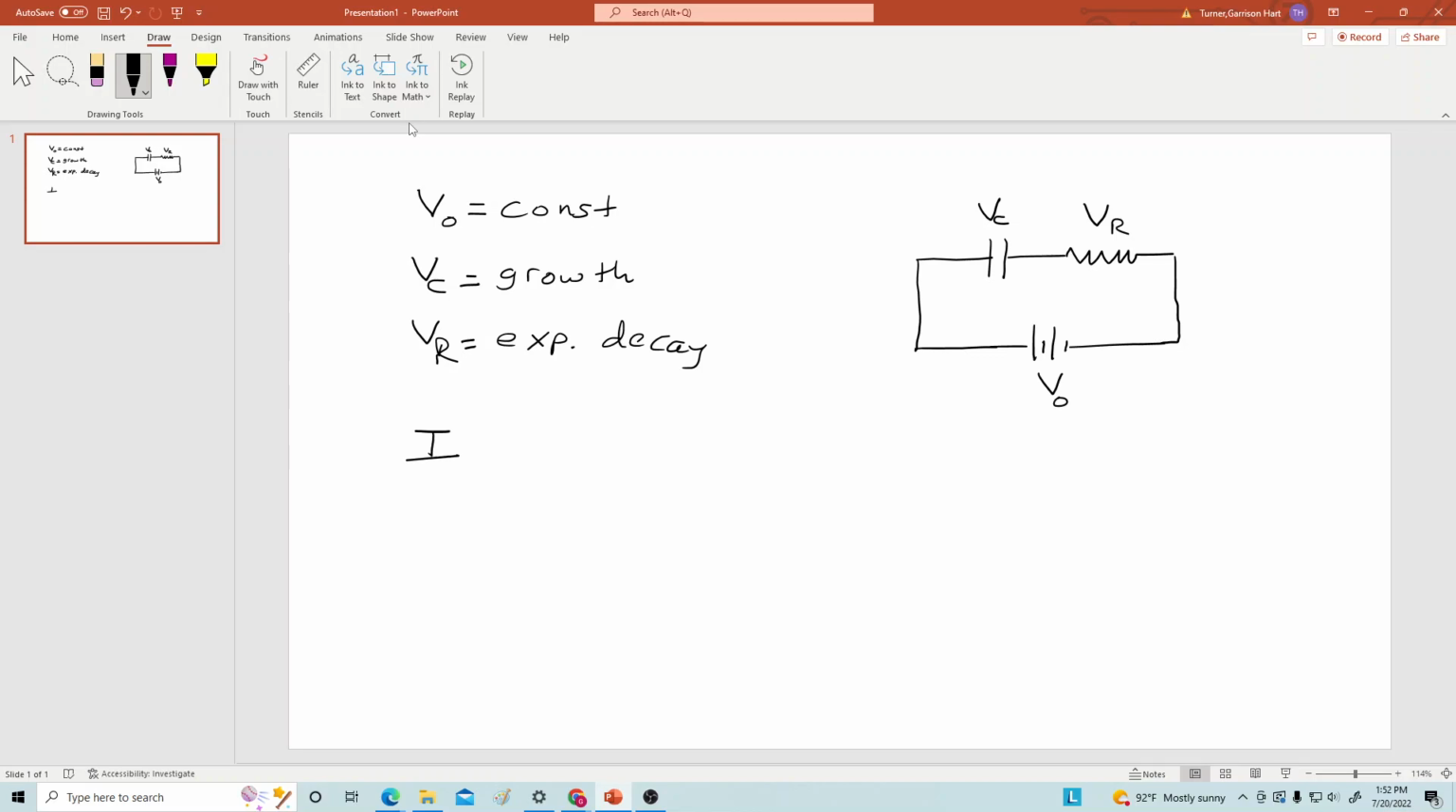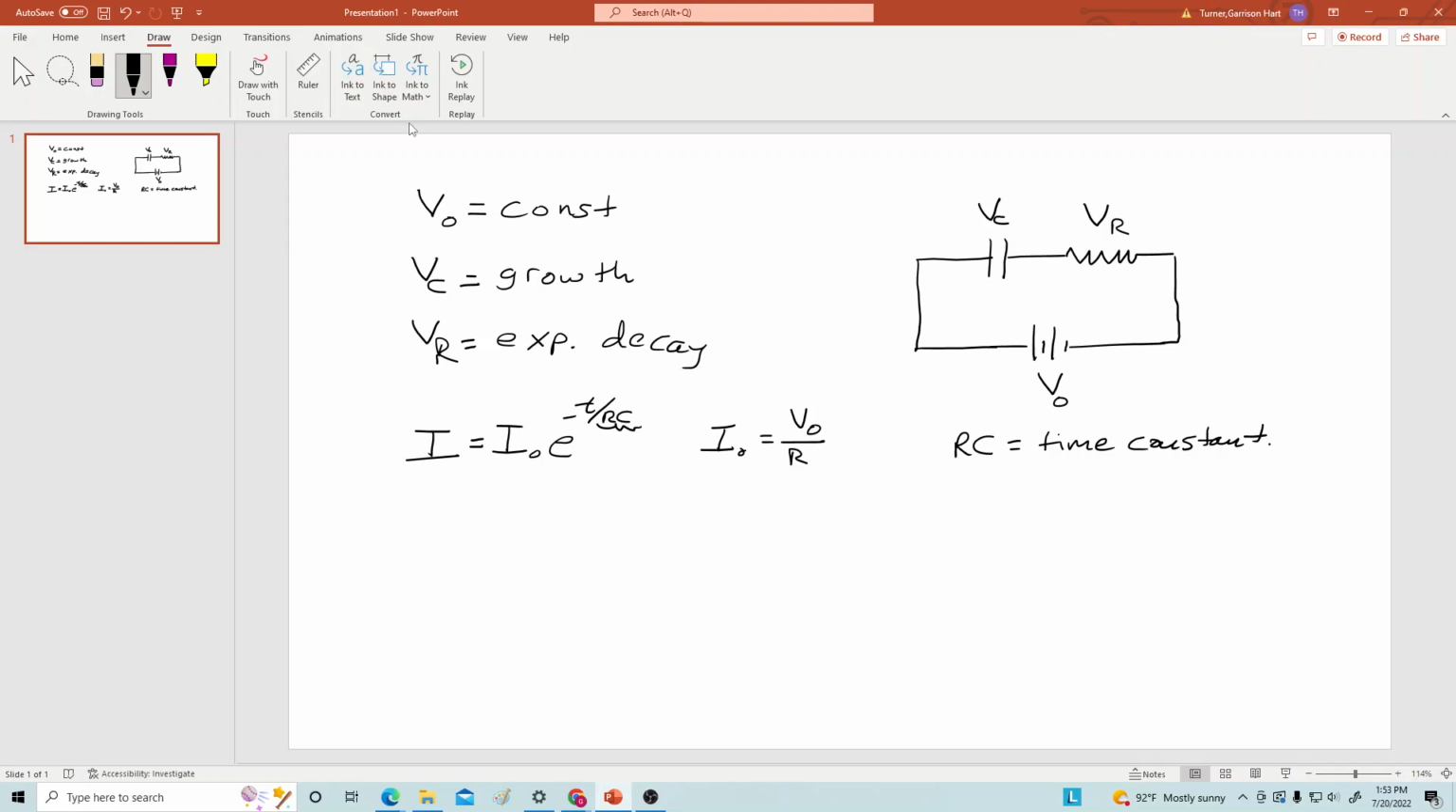Now, the current through the circuit as a function of time was exponential decay, and it follows this form. Okay? I naught, where I naught is just from Ohm's law, the voltage of the battery divided by the resistor. I naught e to the negative t over RC. So RC is what's known as the time constant. Okay, and this is a measure of how fast or slow this process is going to occur.